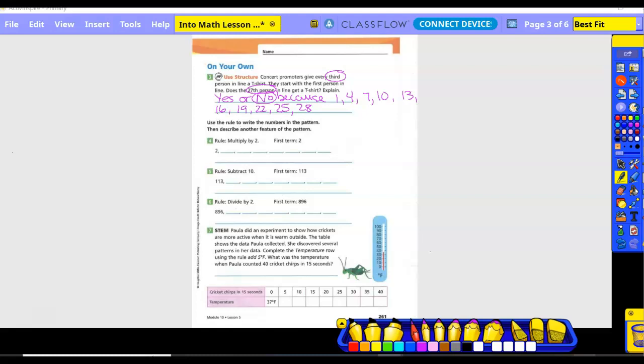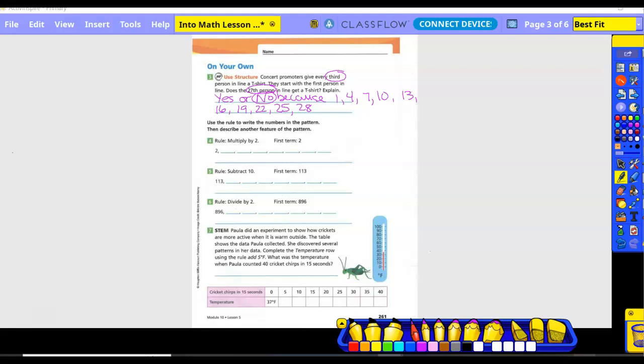Number 7, STEM. Paula did an experiment to show how crickets are more active when it is warm outside. The table shows the data Paula collected. She discovered several patterns in her data. Complete the temperature row using the rule add 5. What was the temperature when Paula counted 40 cricket chirps in 15 seconds?